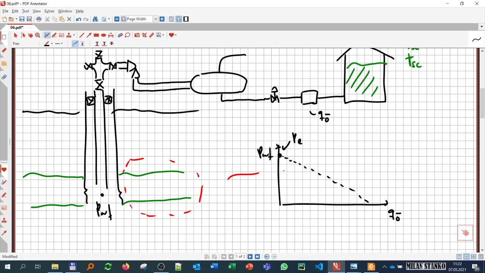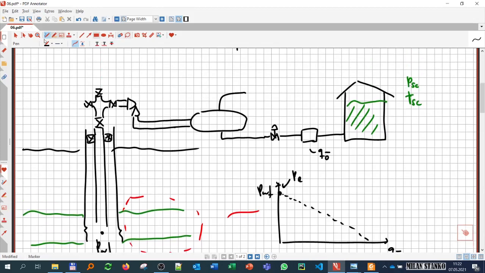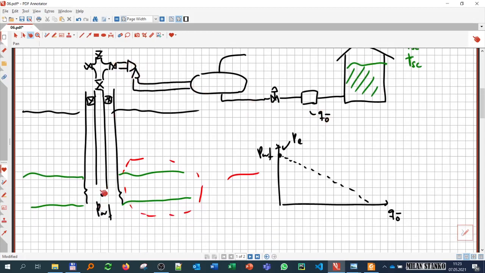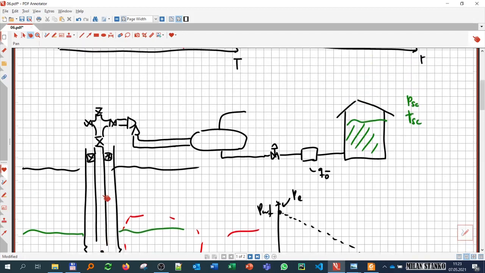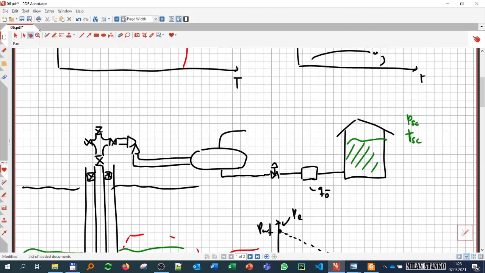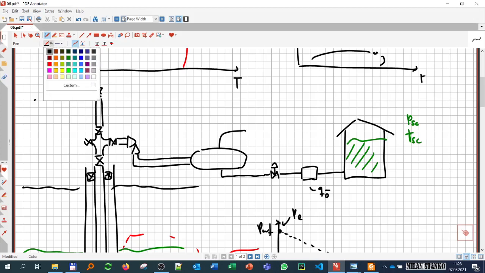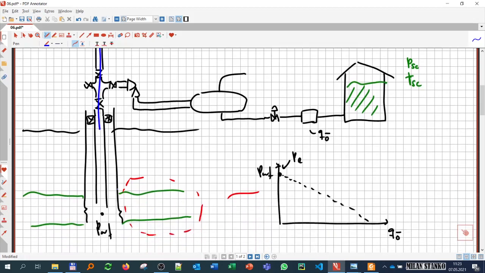But in order to do that, we have to be able to measure something. So we are going to change this choke, and with that we're going to get different values of rate, from fully open and starting to close. But then I need something to measure this pressure. So what I'm going to do is production logging. I'm going to add a piece of pipe. Then I'm going to send a cable, with some instrument attached to the end.